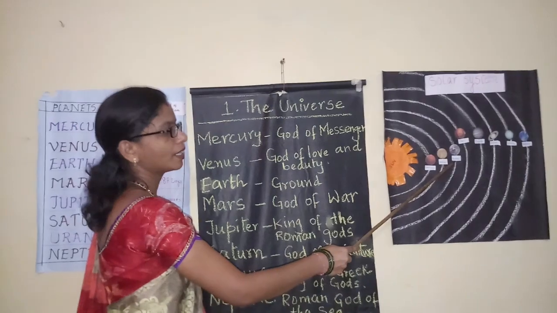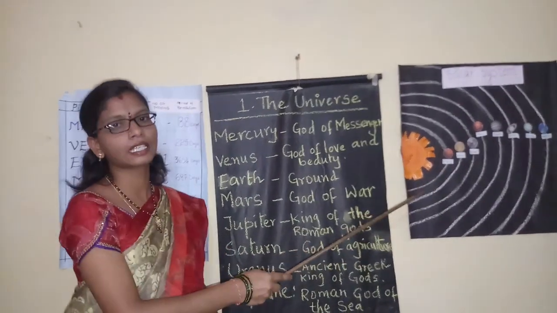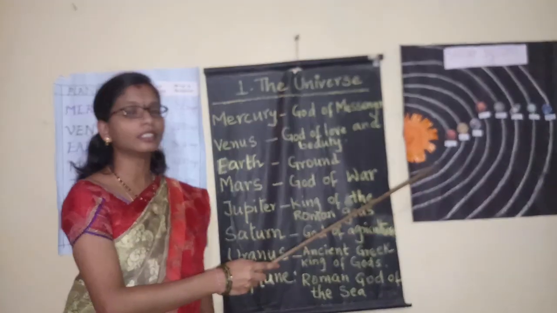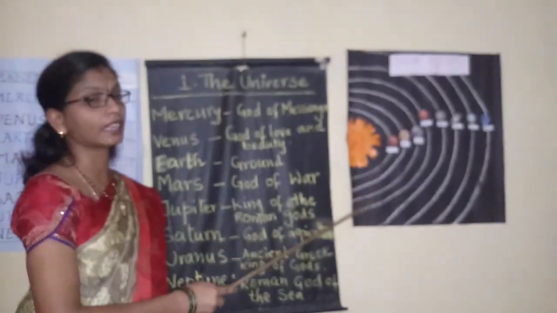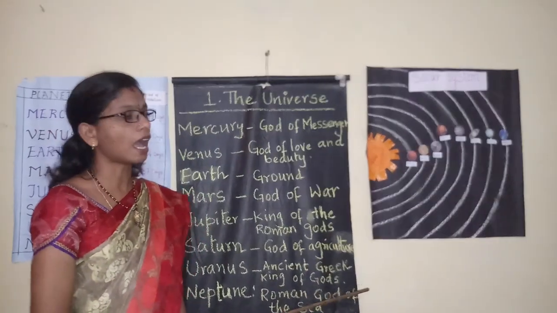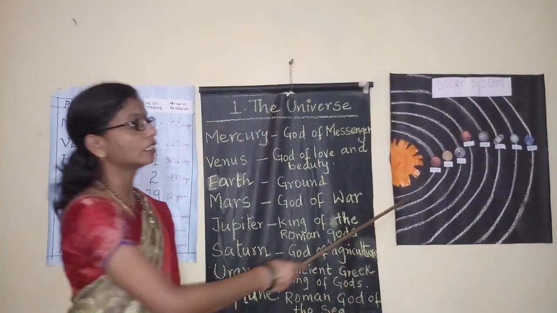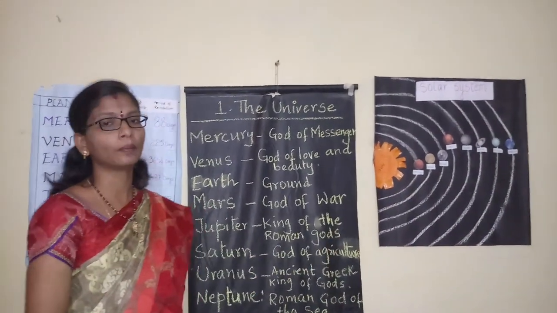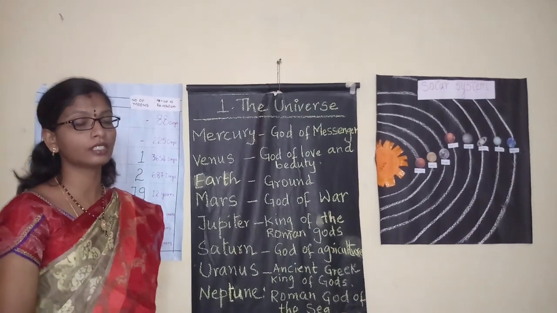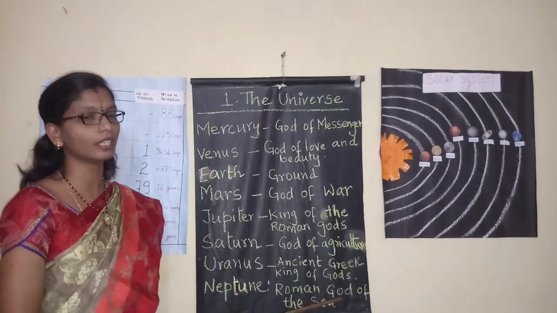The third planet in the solar system is the Earth. And the Earth is the only planet that supports life. As you all know children, we live on the planet Earth. And the Earth made life possible because of the air, water, land and the sunlight on it.